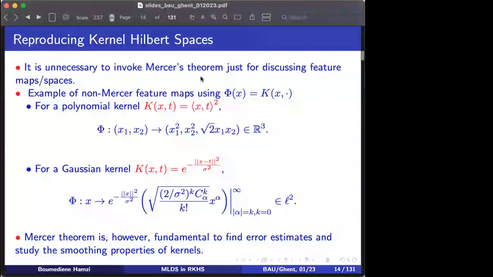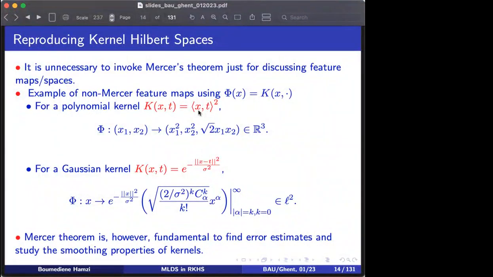Here I was just showing how to compute feature maps without using the Mercer feature map. This is an example of a non-Mercer feature map. We start with the polynomial kernel, k(x, t) equal to the inner product. Let's start with R2, for example. The inner product of x with t to the power 2 gives (x1 t1 + x2 t2) to the power 2. You can square it, so it becomes x1 t1 squared plus 2 x1 t1 x2 t2 plus x2 t2 squared.